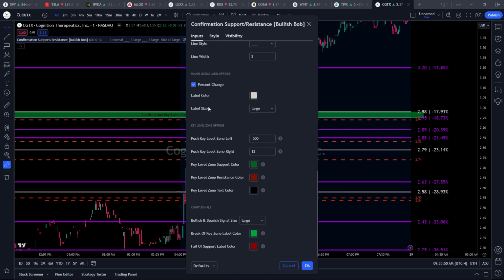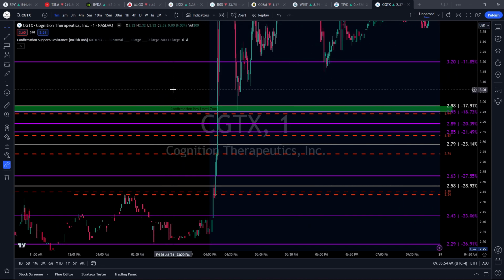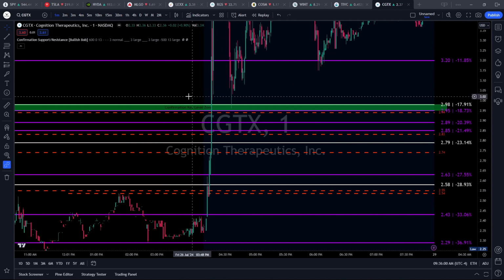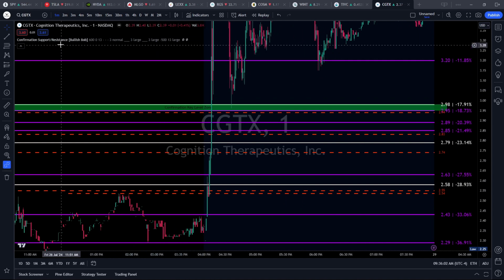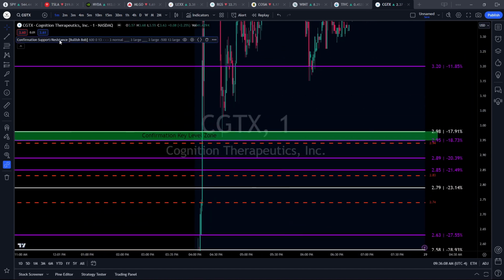Now, one thing that I do want to change, I like to have the chart in black. Some traders will have theirs in white. Oftentimes, I think it comes loaded up as a white chart. But you can change the background of the chart to any color that you prefer. But mine is black. So this confirmation key level zone is a little harder to see in black. So I'm going to change the text color.